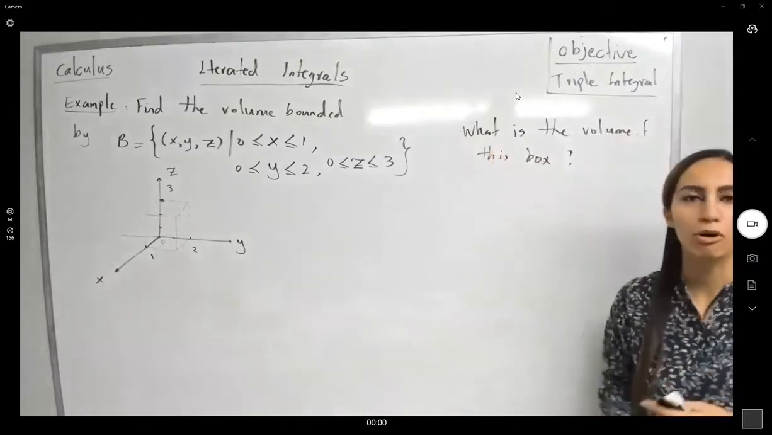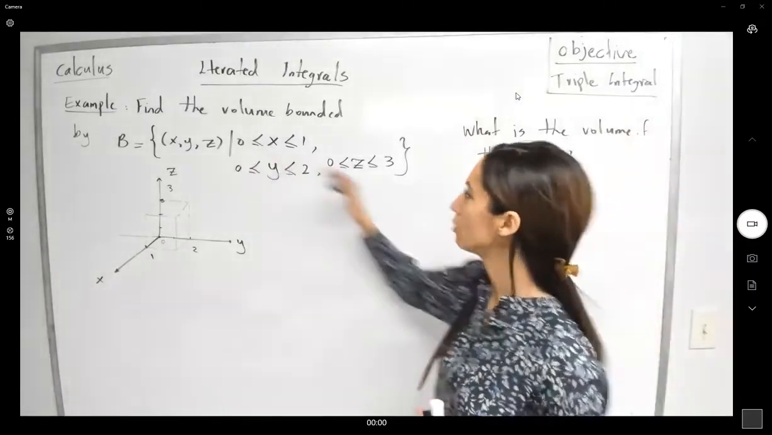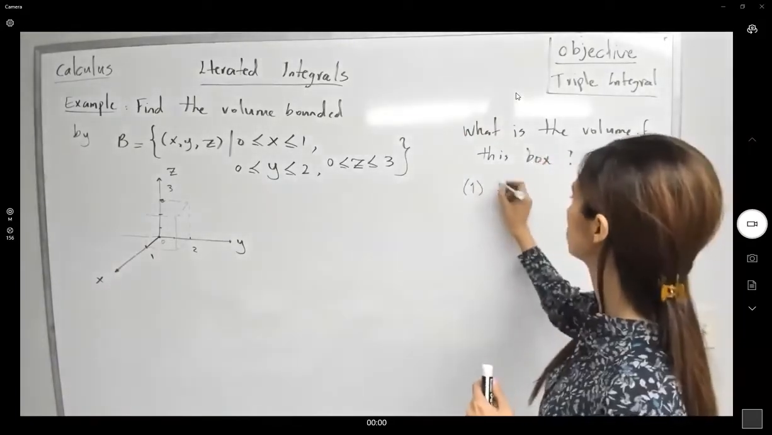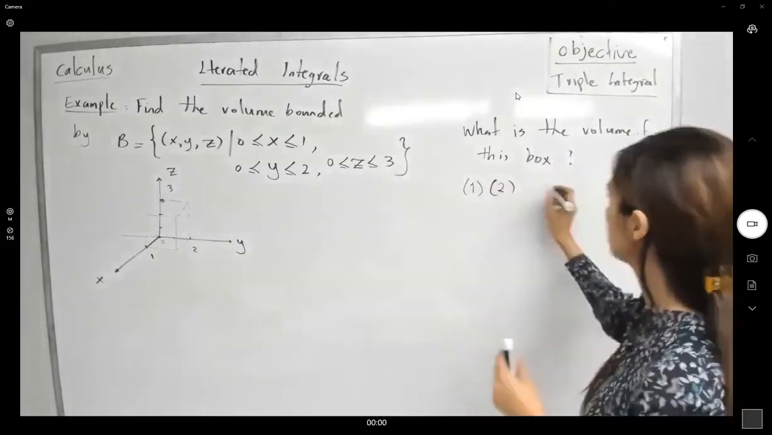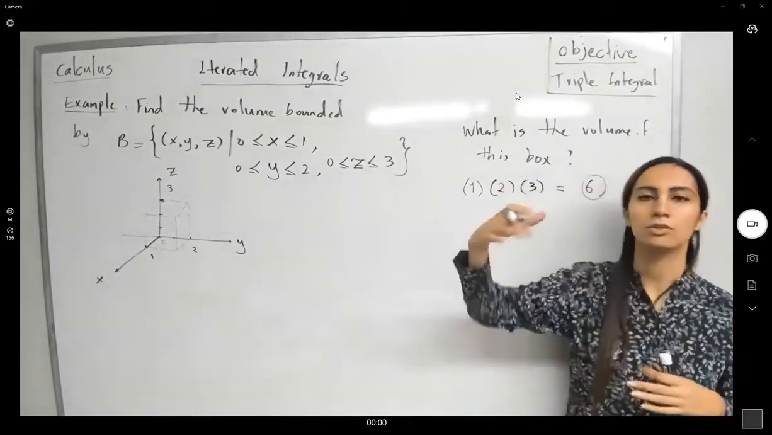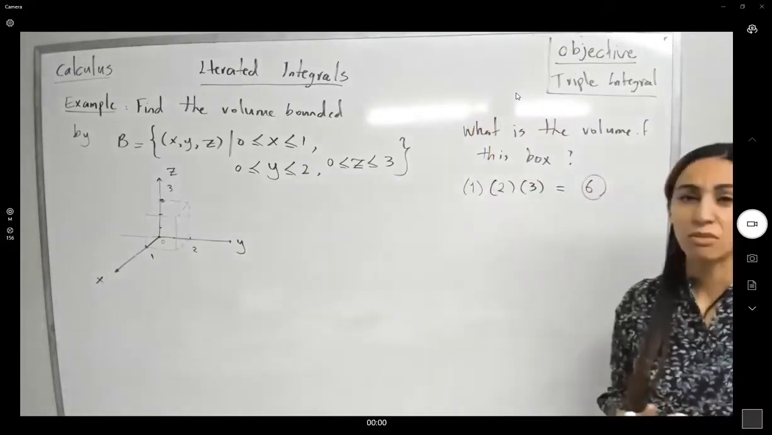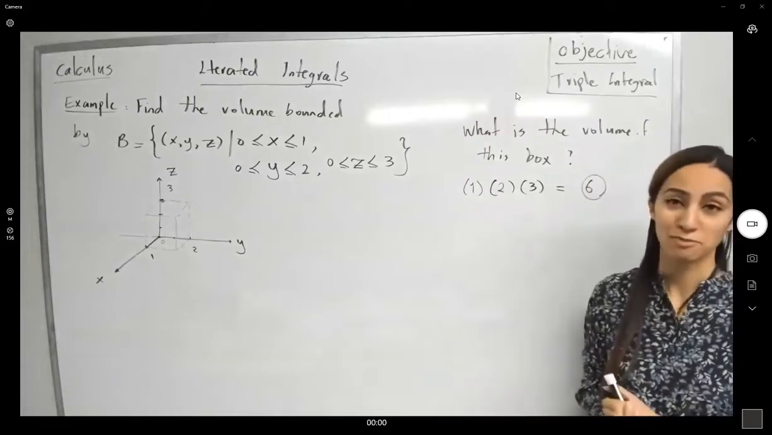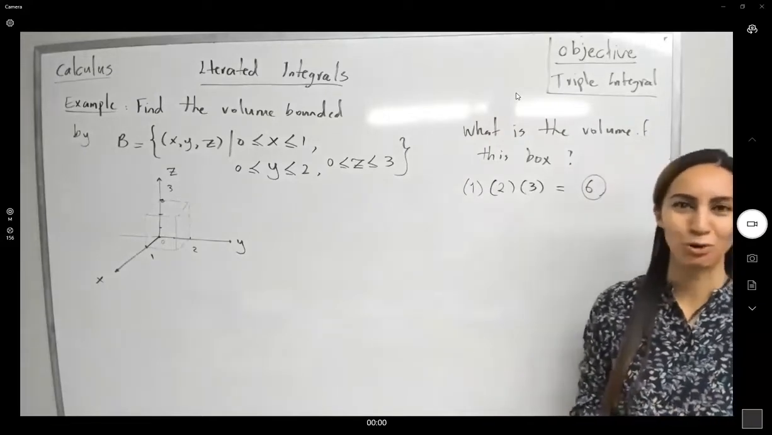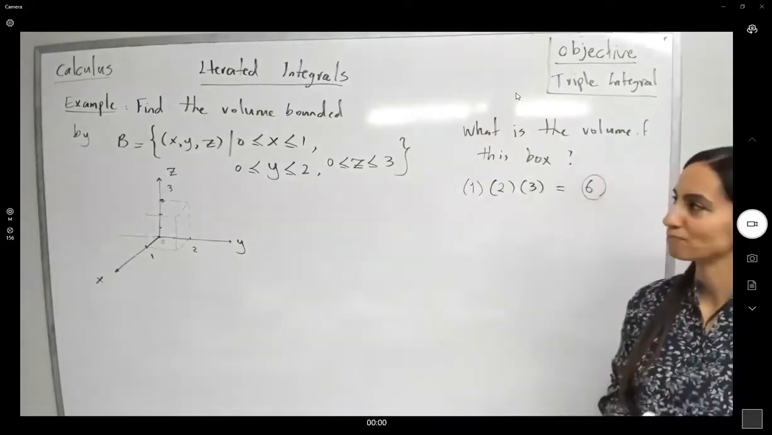I learned it before when I was in school. So the measurements are 1, 2, and 3. 2 times 1 times 3 is 6. 6 units to the 3rd power. This is the volume of this box. Now we are in a multivariable calculus class. We're interested in using the technique that we just learned to calculate this volume and check to see if this volume is actually 6 or not.